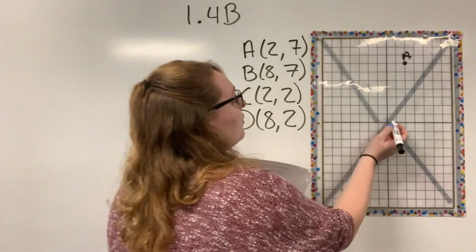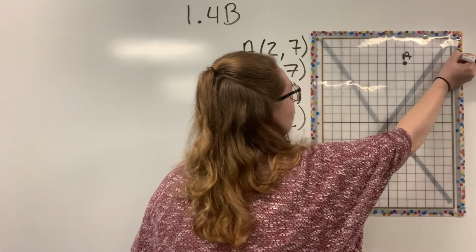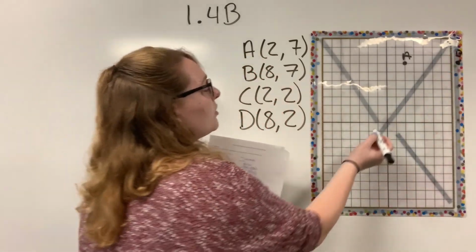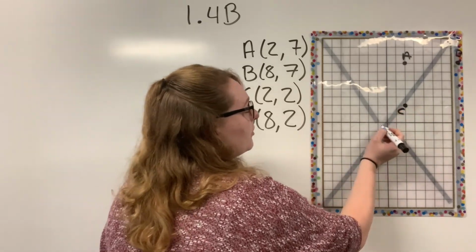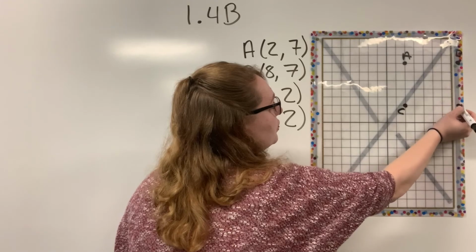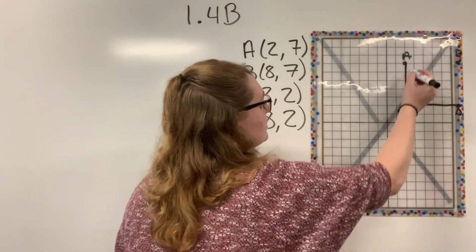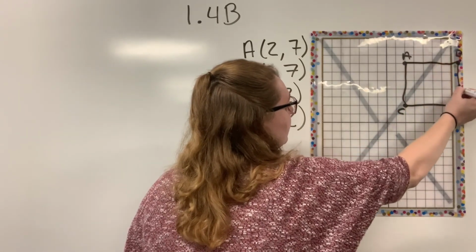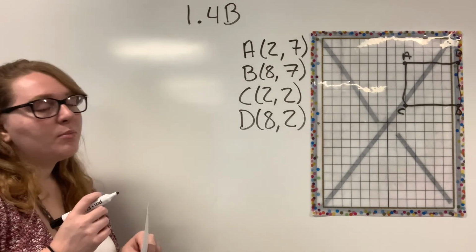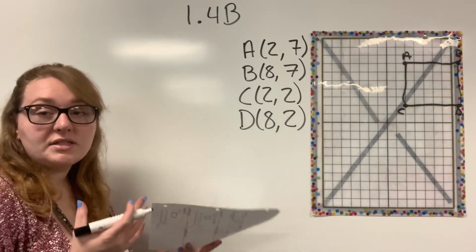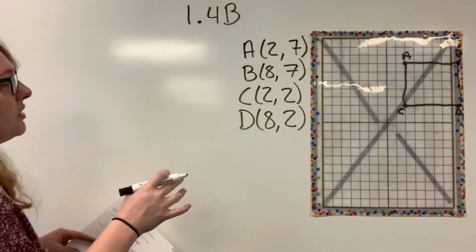For B, we're going to move over 8 to the right and up 7. B. C, we're going to right 2, up 2. And D, we're going to right 8, up 2. Okay, we're going to connect all of these vertices. Ooh, if I could draw straight lines today, that'd be great. And it might look like a square to you, but we have to make sure that we're doing the distance formula, okay? We have to know how long are these sides.